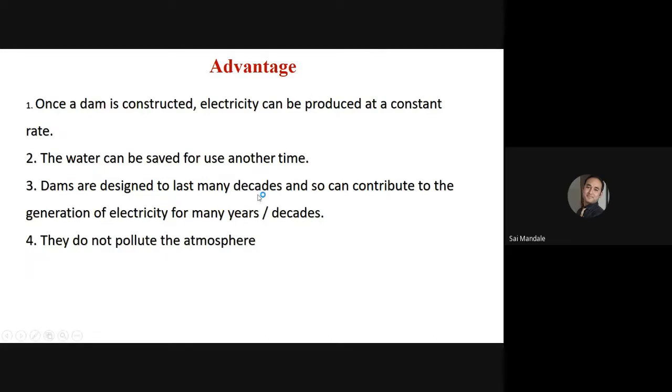Second, we will definitely have water storage. Then the dam is designed to last many decades. Once the dam is constructed, it has a life of hundreds of years, so no issue for that. And it is pollution free. So these are the few advantages from your end. You can add more, no issue.